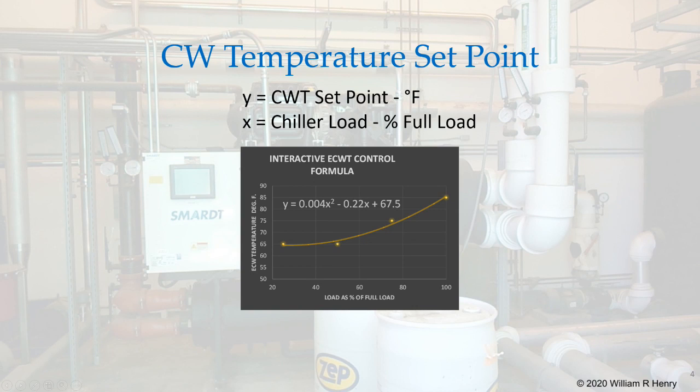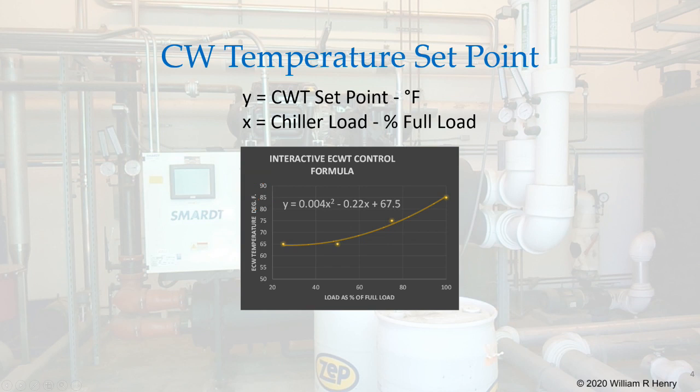So let's look at the basic parameters we need to know to implement condenser water reset to improve chiller efficiency. This chart provides a conservative condenser water temperature for any operating load expressed here as a percentage of the chiller's rated full load. The condenser water temperature is plotted on the y-axis and the load is plotted on the x-axis. The chart provides a generic formula to automatically determine the condenser water set point for any load.